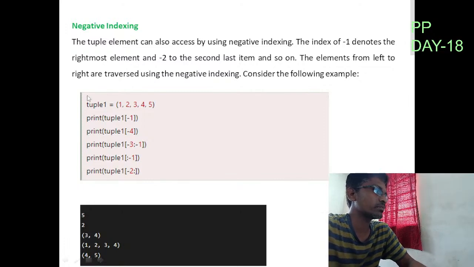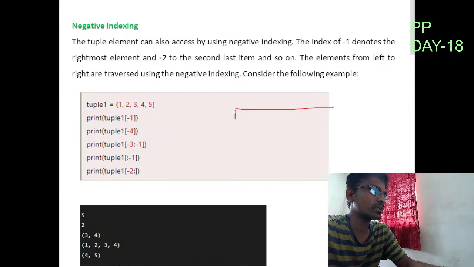For example, tuple 1 is equal to 1, 2, 3, 4, 5, and print tuple 1 followed by minus 1. So it is a negative indexing. The values will be stored into the memory like this: 1, 2, 3, 4 and 5. The last element is treated as minus 1, and then minus 2, minus 3, minus 4 and minus 5.